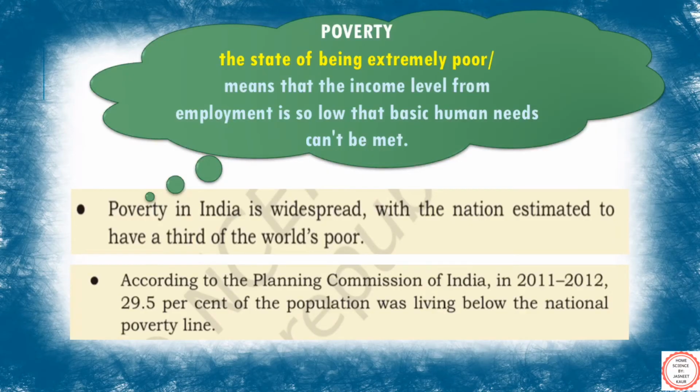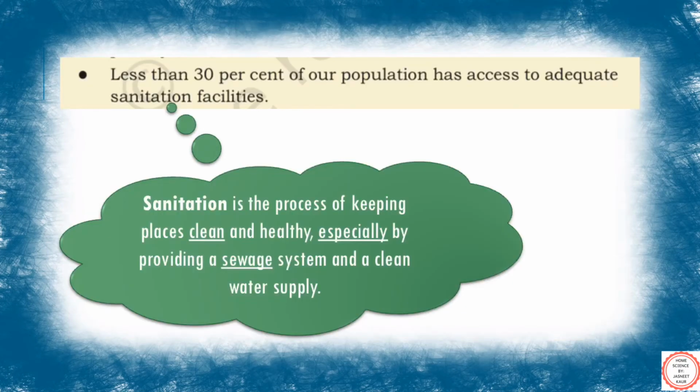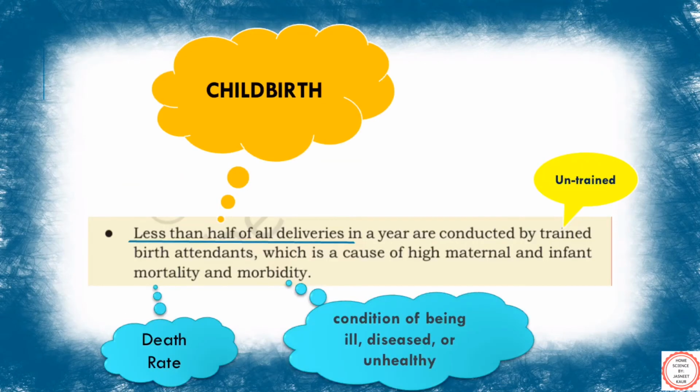The data of 2011 to 2012 represents that 29.5% of the population was living below the national poverty line. Less than 30% of the population has access to adequate sanitation facilities. Sanitation is the process of keeping a place clean and healthy, especially by providing a sewage system and a clean water supply. It means there are a lot of people who are not even getting clean water to drink.